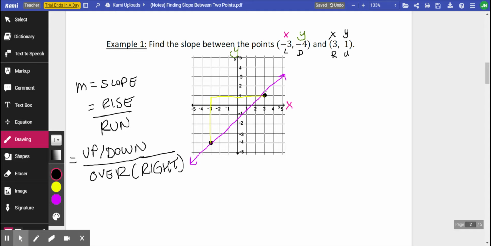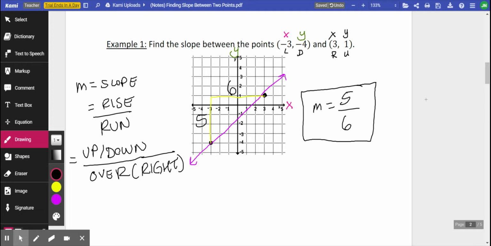Okay, so now that we have that, what is the slope of this line? Well, between these 2 points, I go up 1, 2, 3, 4, 5 squares, and then over 1, 2, 3, 4, 5, 6 squares. So then my slope, or m, is equal to 5 over 6. Notice that the 5 is positive because I went upwards. So therefore, it's positive 5 over positive 6. Up 5 to the right 6.